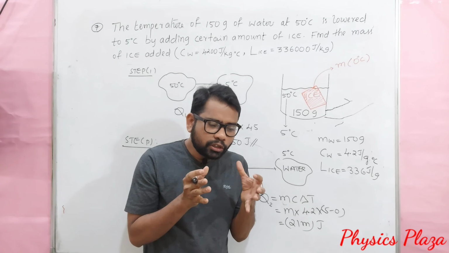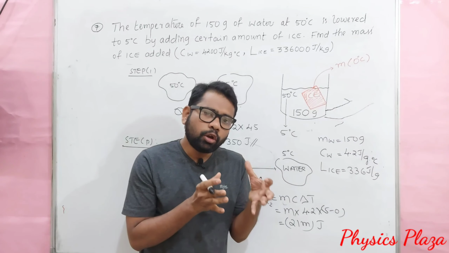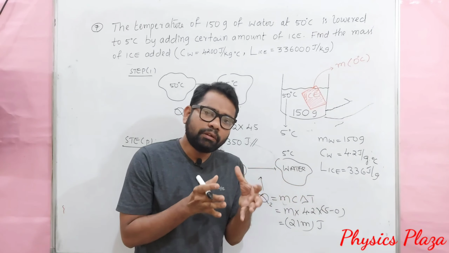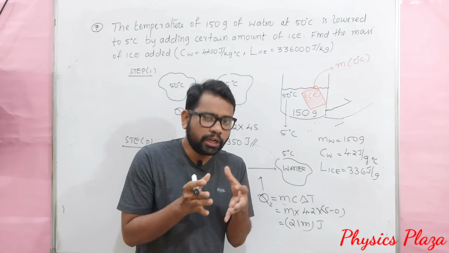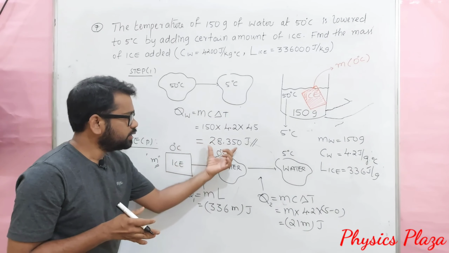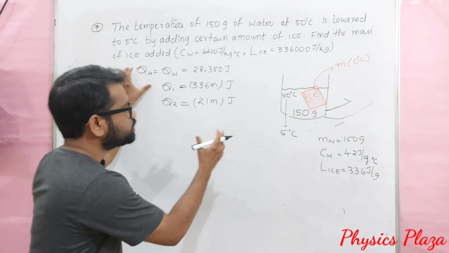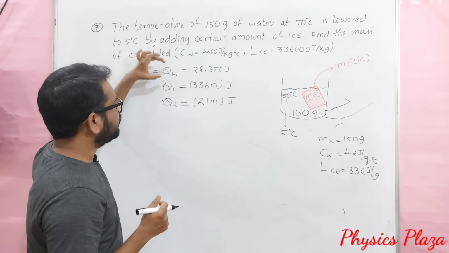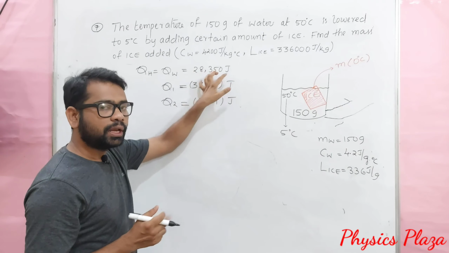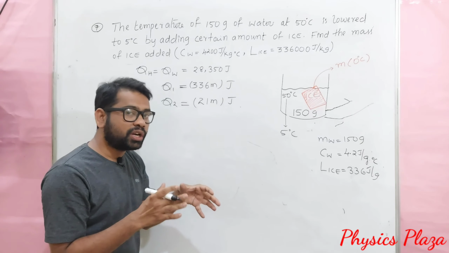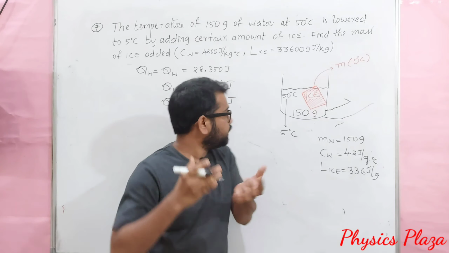Children, according to the principle of calorimetry, the heat lost by the hot body is equal to the heat gained by the cold body. Heat lost by the hot body equal to heat gained. So we are going to equate this value with the sum of these two values. Let us do that. Children, this is what actually we got, that heat lost by the water is 28,350 joules and heat gained by the ice, children, in order to convert 0 degree Celsius ice to 0 degree Celsius water is how much?